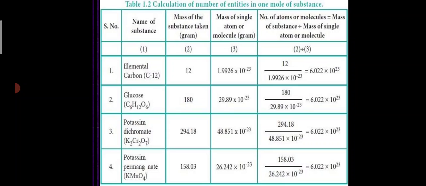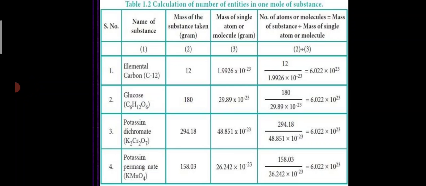If you see here, the elemental carbon taken has a mass of 12 grams. The mass of one single atom will be 1.9926 into 10 power minus 23. To get the number of atoms, the mass of the substance is divided by the mass of a single atom. The mass of the single atom will be given to you already, and the mass of the substance taken will also be given. So you calculate the number of atoms or molecules by dividing the mass of the substance by the mass of a single atom or molecule.